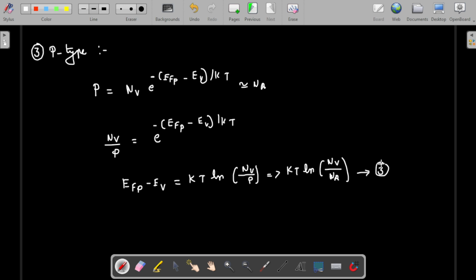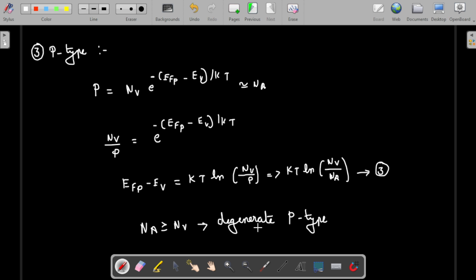So we have completed the analysis: for intrinsic we have calculated it, then for Fermi n-type we calculated, then p-type. So three formulas we got. Here also same thing. If the acceptor atom concentration is much greater than Nv, then it is a degenerated p-type. Degenerate p-type. Okay, so this is one important thing. I hope it is understood for you guys.